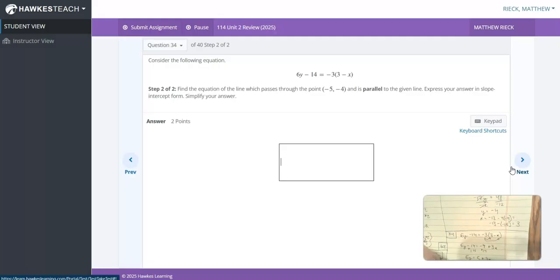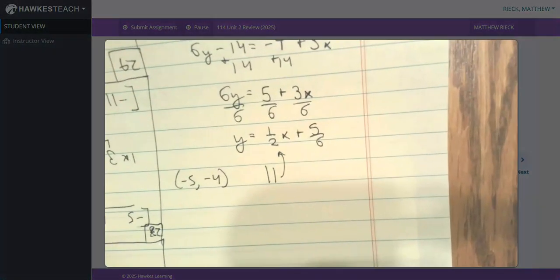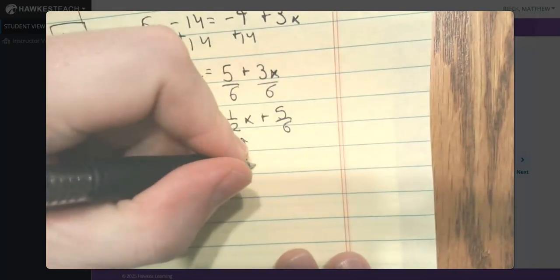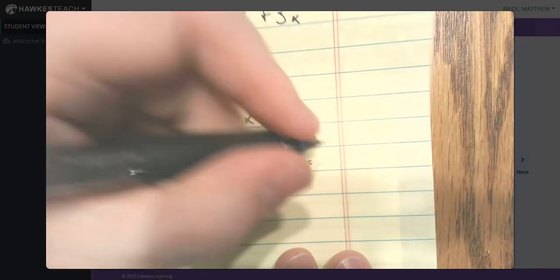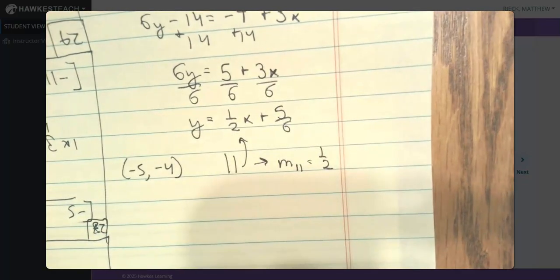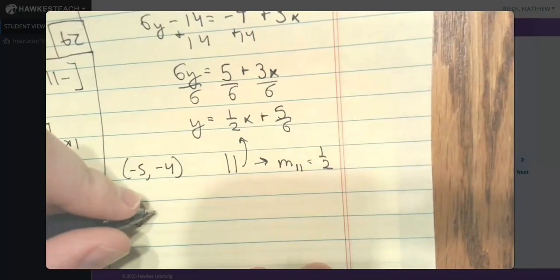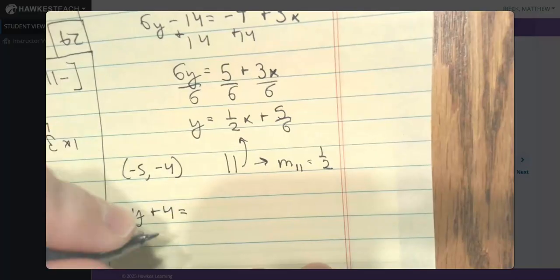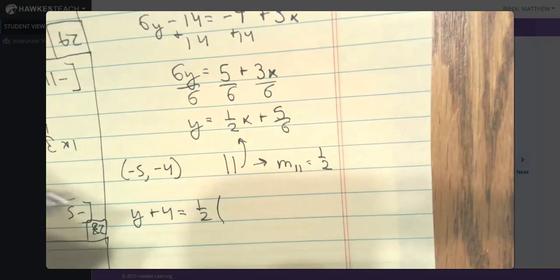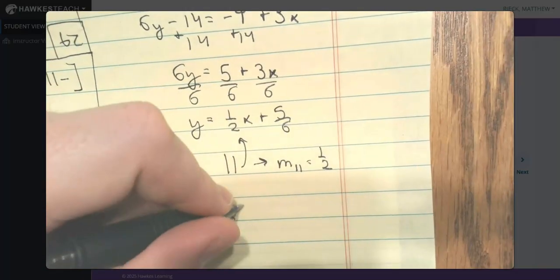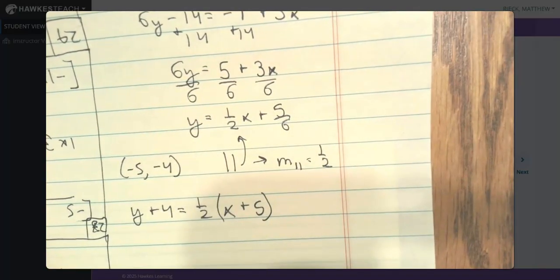Here again, we're asked to find the equation of the line that passes through the point (-5, -4) and is parallel to this line. Parallel means that it has the same slope, so in this case my slope is positive 1/2. We can start with point-slope form. So you have y minus y1, so y minus negative 4 is y plus 4, equals m, which is 1/2, times x minus x1, so minus the negative 5 is x plus 5.